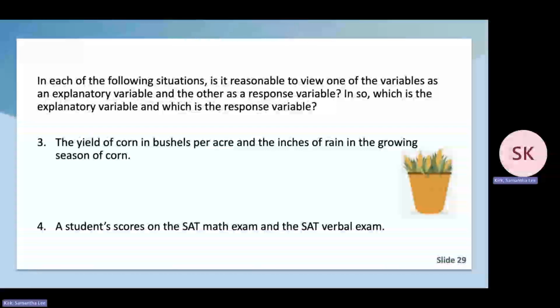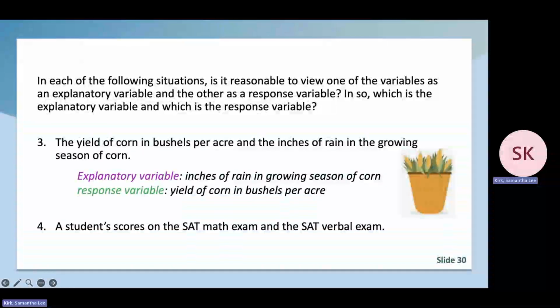Okay, for problem 3, it says the yield of corn in bushels per acre and the inches of rain in the growing season of corn. I wouldn't think that corn influences rain. I would think rain influences corn. So my explanatory variable would be inches of rain in the growing season of corn, and my response variable would be yield of corn in bushels per acre.